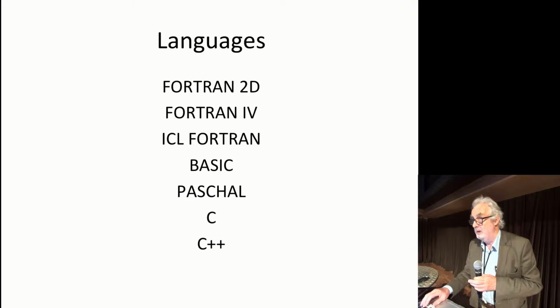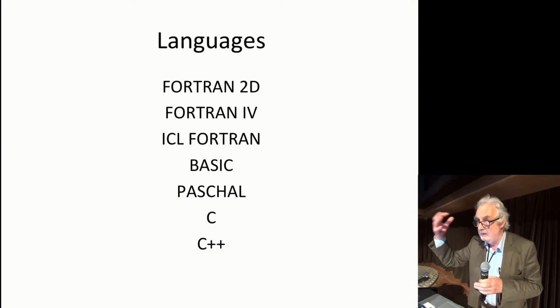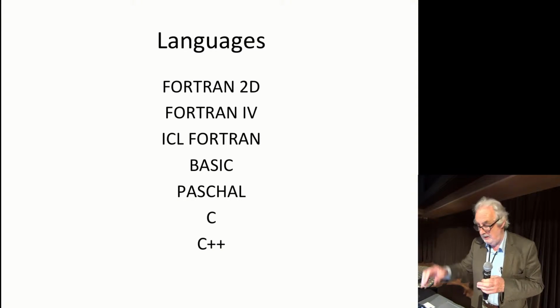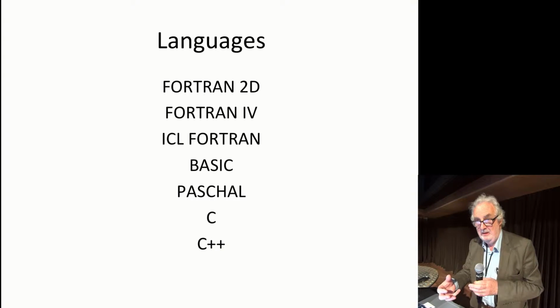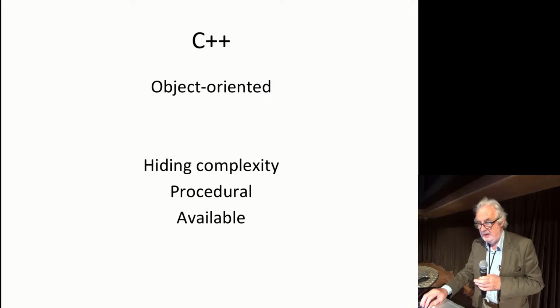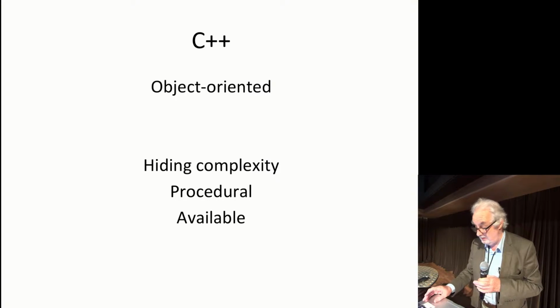Anyone who's learned the piano at an early age and got to the stage where they can play music from sight has absorbed an awful lot of detail, which has to be imitated in any software that tries to make sense of a score. C++ is object-oriented, so it's good at hiding complexity, it's procedural, and it is available. So this became available around the second half of the 1980s.